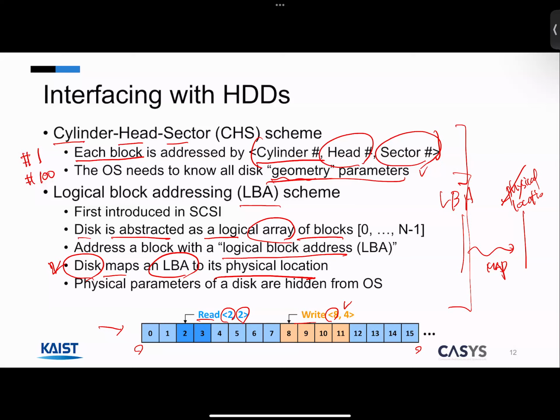We talk about this beauty, right? What was it? Level of indirection. So this level of indirection is implemented by hardware. There's a basic interface, and most modern I/O devices, hard disks, and later we will talk about SSDs, also provide this LBA scheme to the operating system and device driver.